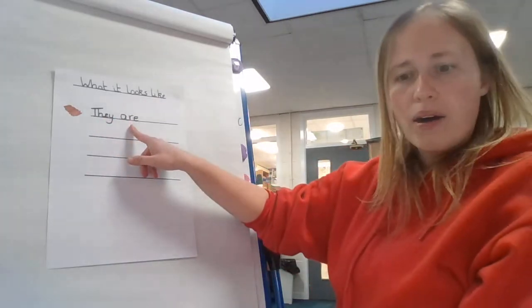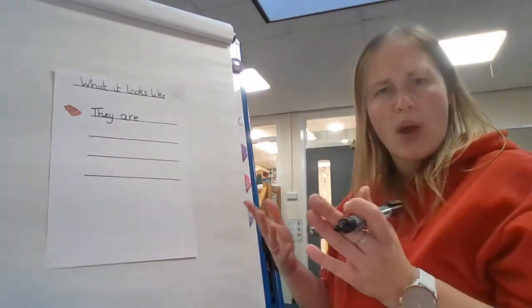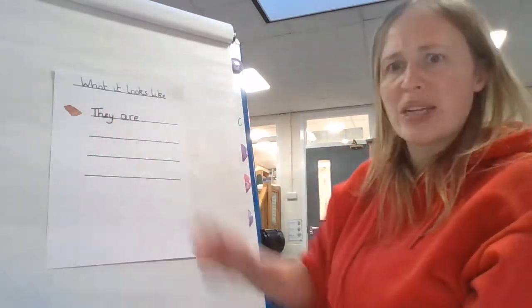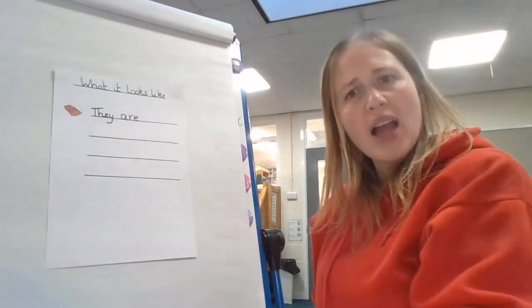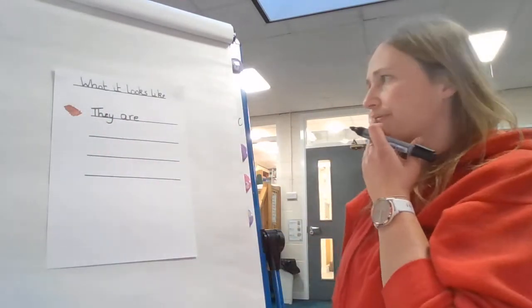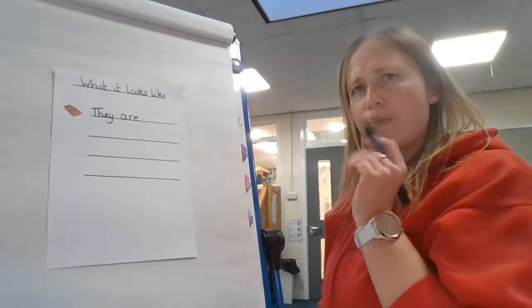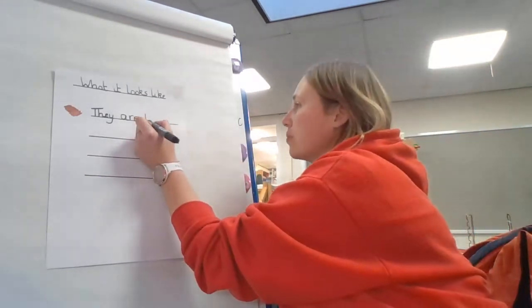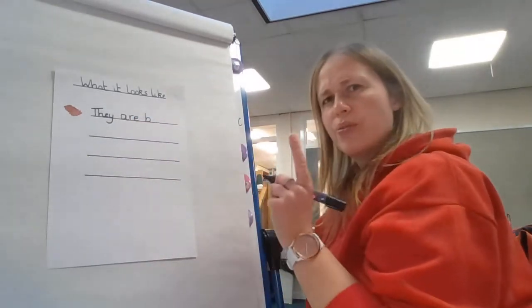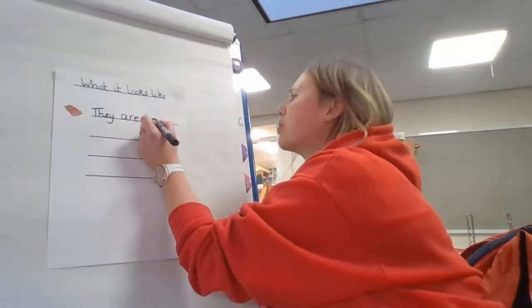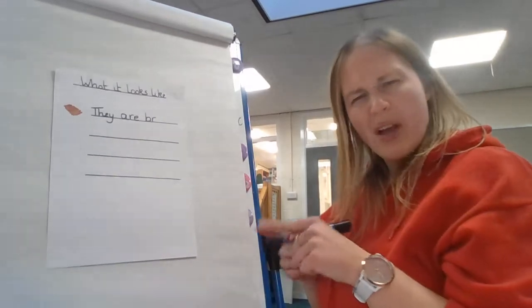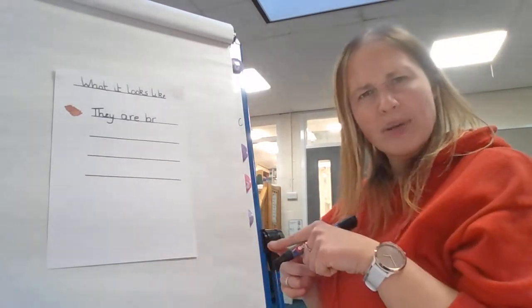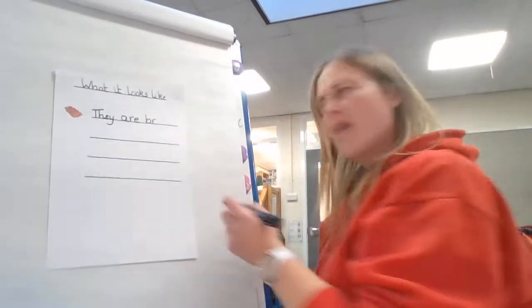They are brown. That's what I want to write. They are brown. It matches my brown colour there. They are brown. Brown. Sound it out with me, children. Brown. Ow. What letters make our owl sound? Can you remember? Yeah.